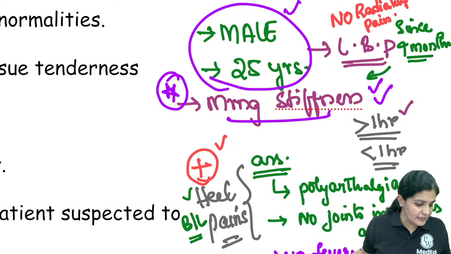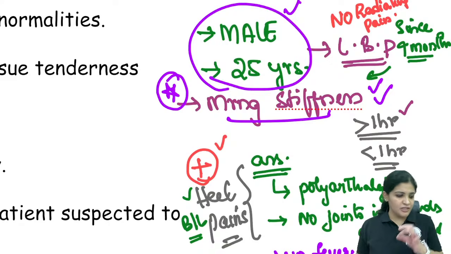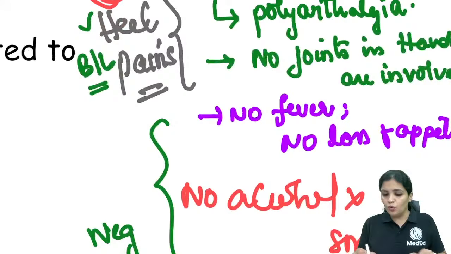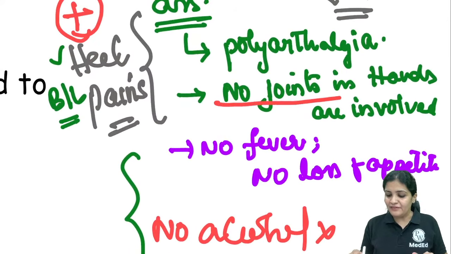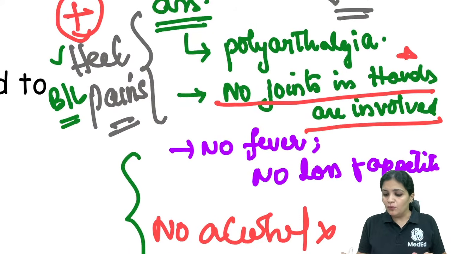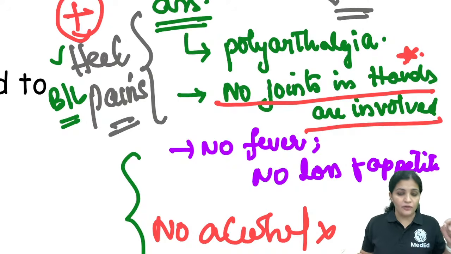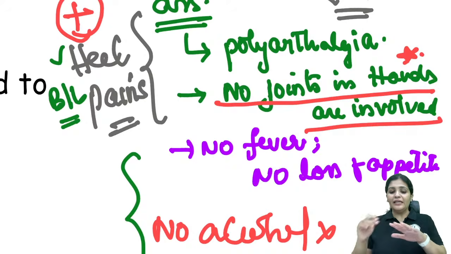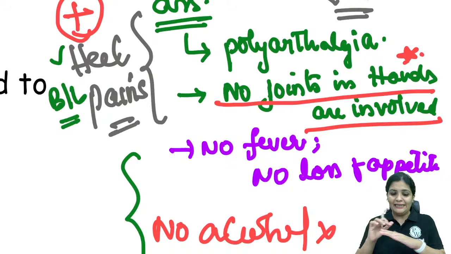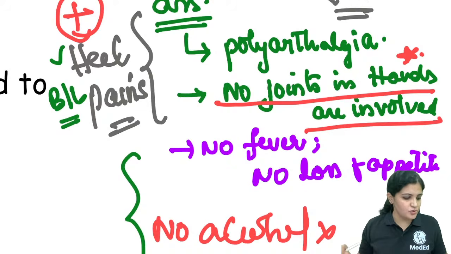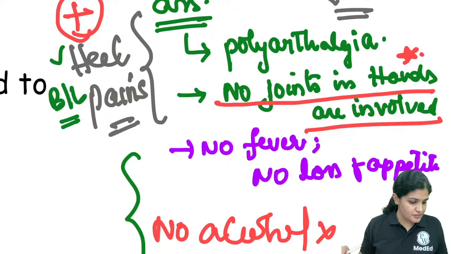Yes, Barnak, it is ankylosing spondylitis. Why is it not rheumatoid arthritis? Because there is no joint involvement in the hands. I've clearly told you no joint involvement in the hands. For rheumatoid arthritis, the joints should be involved, at least the MCP joints, the joints of the hands. So it is not rheumatoid arthritis.